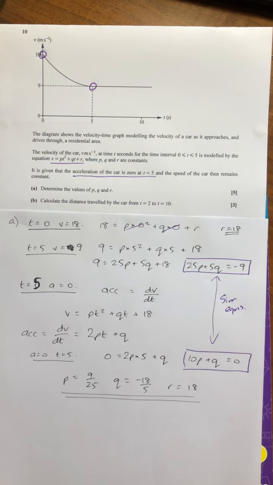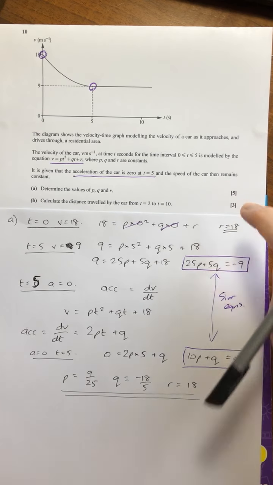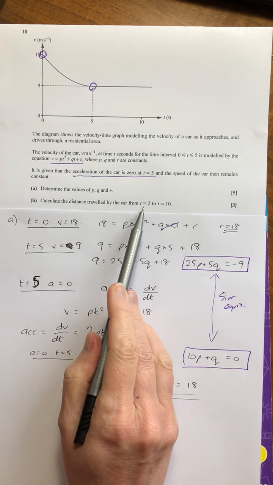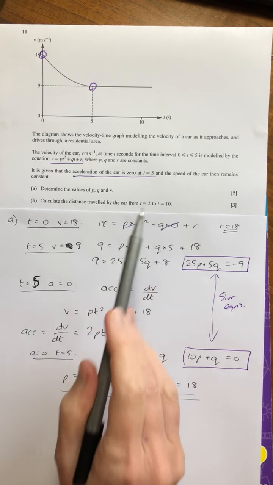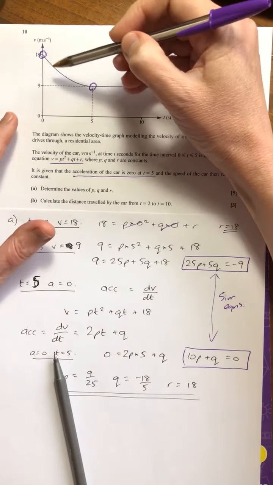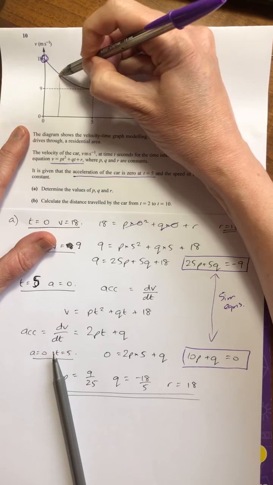The next part, only 3 marks. So what I've done there was worth 5 marks. Here I've only got 3. Calculate the distance travelled by the car from t equals 2 to t equals 10. So first of all, it's 2 seconds. The first time I did this, I was thinking I was working out the whole area.